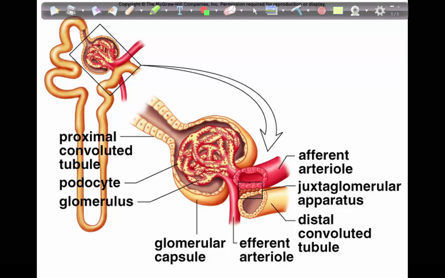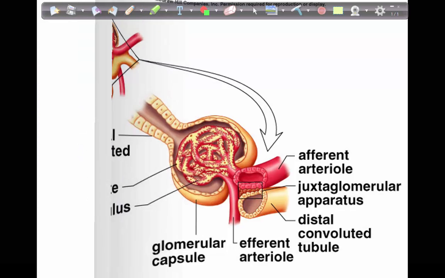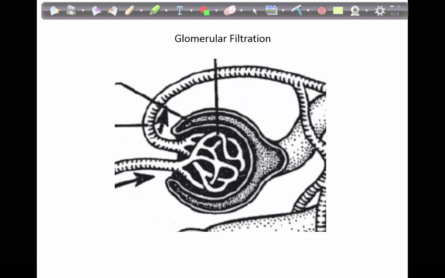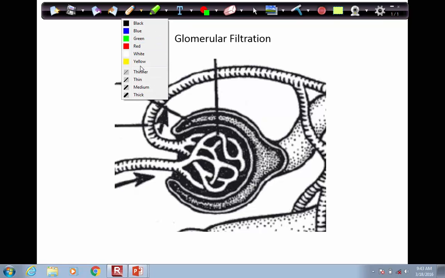Now, between the podocytes, you can see that the podocytes do not cover everywhere. Between the podocytes are little slits or pores, and that's what will allow the small molecules to leave the glomerulus and enter the tubule of the nephron, the glomerular capsule.